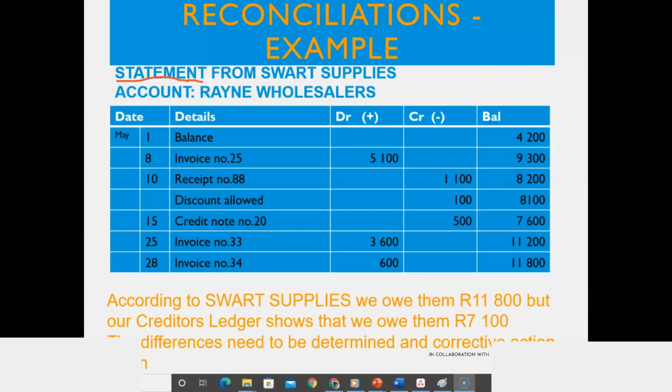But on this side, it's a statement from the creditors. So this is the statement we're looking at. Things are different on this side. Remember, if we owe them, on their side they take this debt as an asset. It's money they're expecting to receive from us. You get it? So they treat everything as an asset. This is their debtor. We are a debtor to SWOT suppliers.